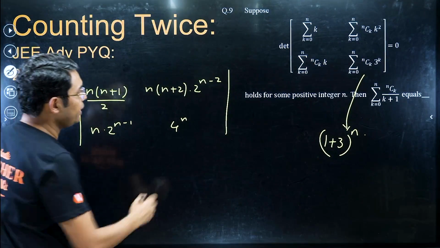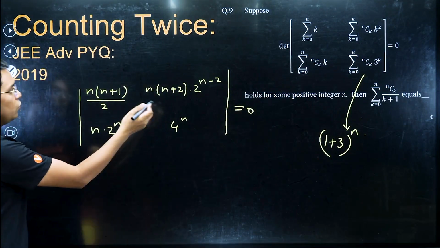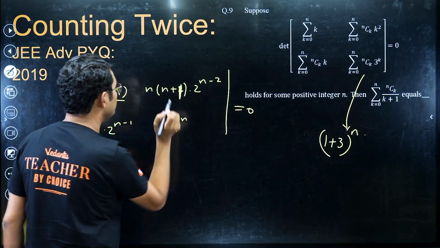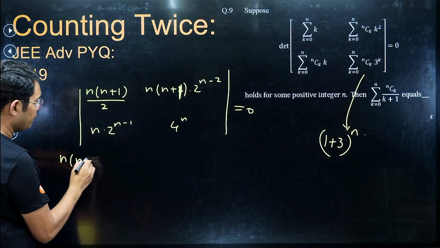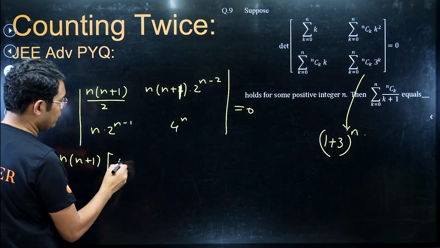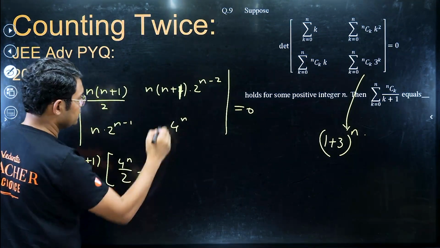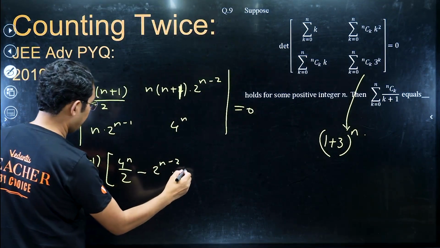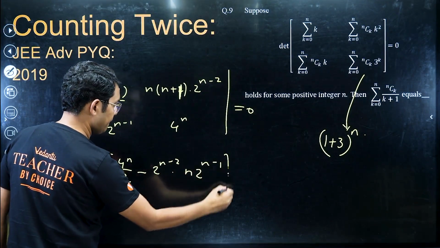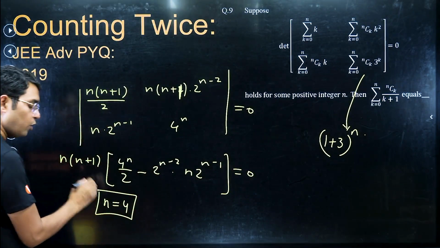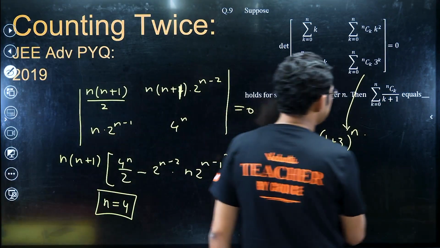So this is what we are getting, and we are given this to be equal to 0. Now you open it. I think we can take n into n plus 1 common, here it was n plus 1, not n plus 2. From the first row, we take n into n plus 1 common, and then it will be 4 power n by 2 minus 2 power n minus 2 multiplied with n into 2 power n minus 1, is equal to 0. You can simplify it. You will get the answer of n to be 4.